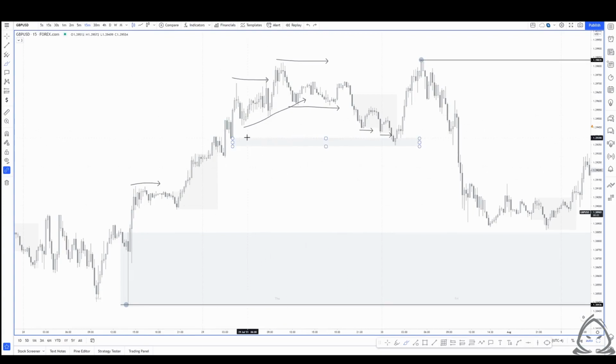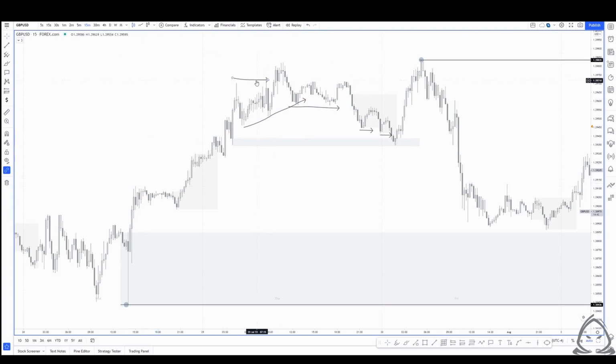And in this case, what we can see is we have a lot of liquidity, internal range liquidity being created. We sweep or take all of that liquidity, we tap into a demand zone, and then we continue moving to the upside, breaking the previous high. So what we can see is all of that liquidity has been taken.